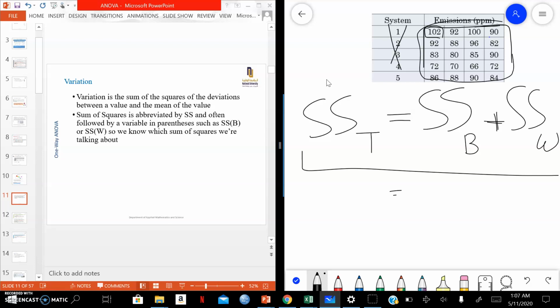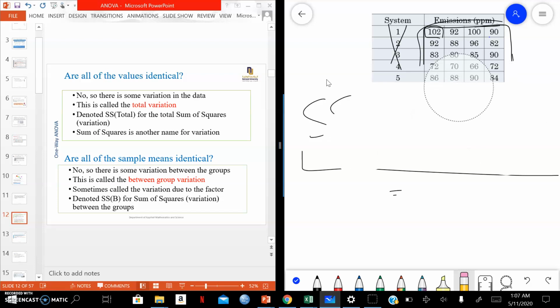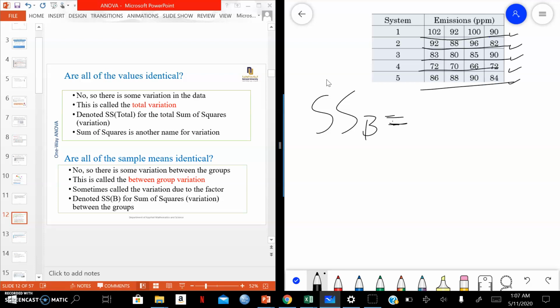So what do we mean by between and within? Between: we have 5 systems, so now we talk about SSB, the variation between the systems. If you observed previously when we computed the mean for each system, the means were not identical. The sample mean for system 1 is different from system 2, and different from systems 3, 4, and 5. So there is a source of variability between the systems, or between the groups. We can compute that source of variability and put it in the sum of squares between the systems.